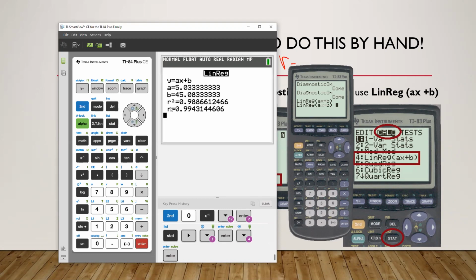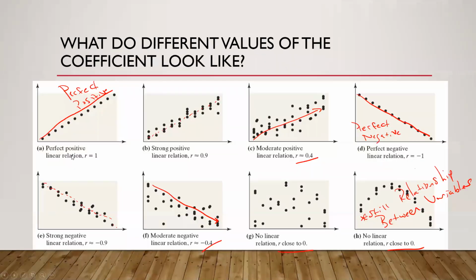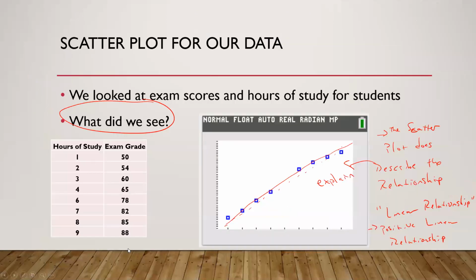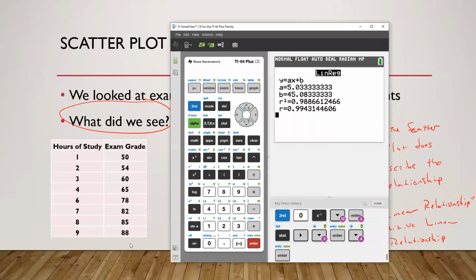R squared, we're not gonna talk too much about. R squared is called the coefficient of determination. Let me just quickly explain what that is. You'll study it a lot more in your advanced methods courses, especially if you go to graduate school. It explains the percent variation in the response variable that's explained by the variation in the explanatory variable.